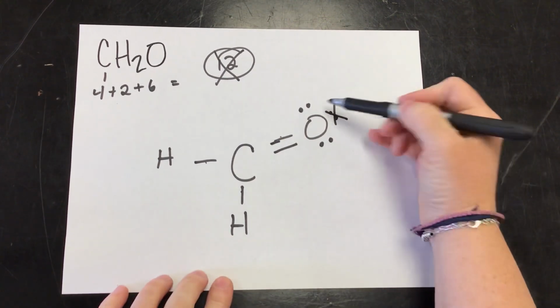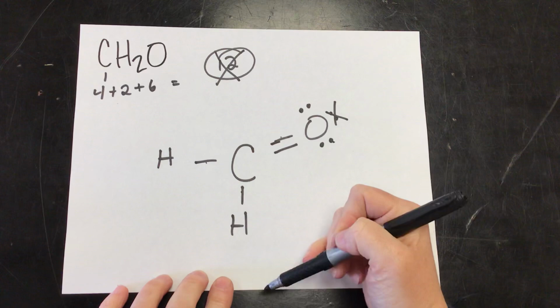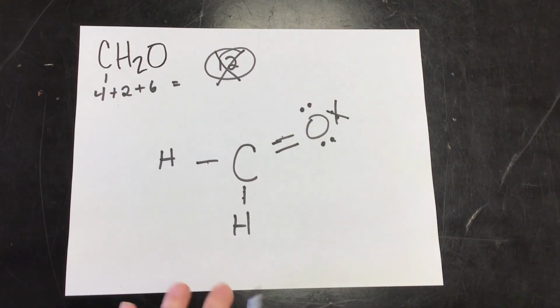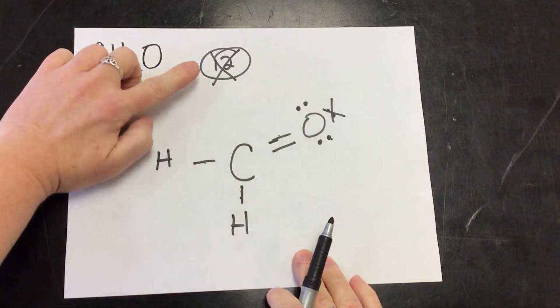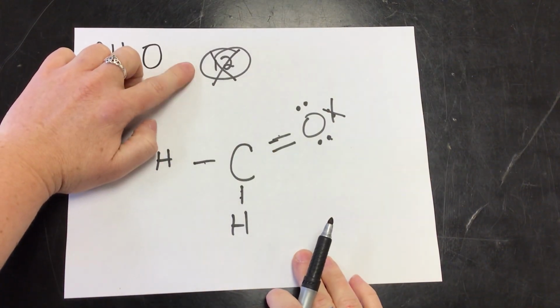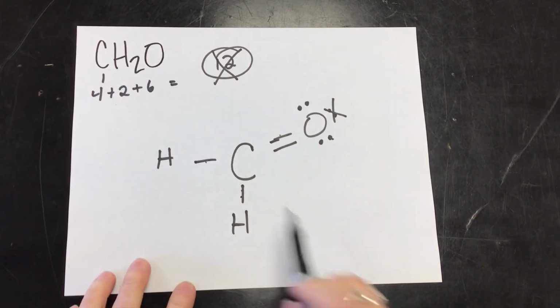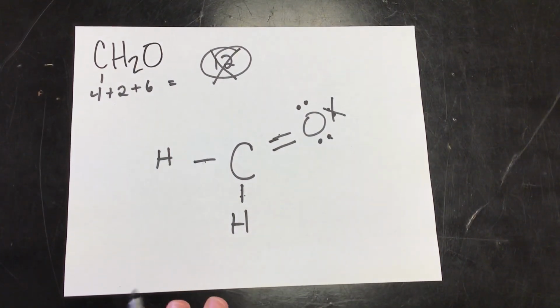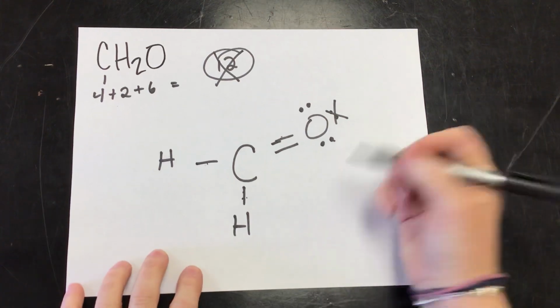So this oxygen now still has 2, 4, 6, 8. The carbon now has 2, 4, 6, 8. The hydrogens are still happy. And at the very end, we just want to double check that our structure only has 12 valence electrons on it. So here we have 2, 4, 6, 8, 10, 12. And so this structure is all done.